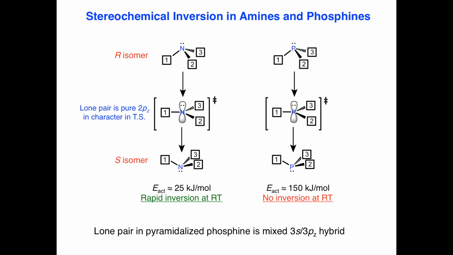And so because of that, you tend to get a lot more sp mixing that goes into the bonding orbitals. And so there's quite a bit of s character in amines that goes into the orbitals used to form bonds to the three substituents. That means that there's not very much s character left over to go into the lone pair, and most of that lone pair is just 2p in character.